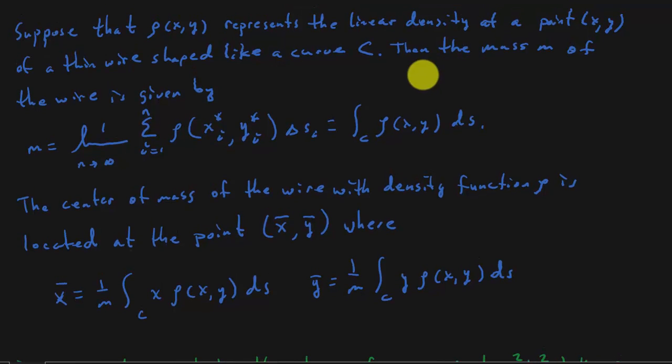All right. Let's look at the next one. It says, suppose that rho of x,y represents the linear density at a point (x,y) of a thin wire shaped like a curve C. Then the mass m of the wire is given by m equal to the integral over the curve C of rho of x,y ds. The center of mass of the wire with density function rho is located at the point (x bar, y bar), where x bar is 1 over m times the integral over the curve C of x rho of x,y ds, and y bar is 1 over m times the integral over the curve C of y rho of x,y ds.